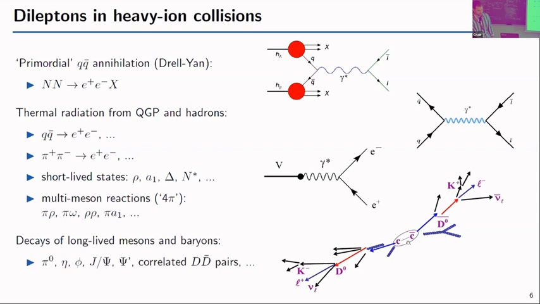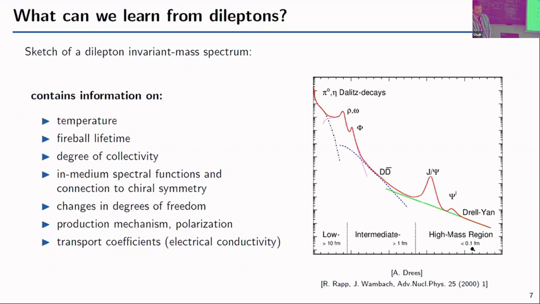So what can we learn from dileptons? Let me summarize this once again. And you also see this sketch of a typical dilepton invariant mass spectrum here. So we can, in principle, learn about the temperature, the fireball lifetime, degree of collectivity, in-medium spectral functions and the connection to chiral symmetry, changes in degrees of freedom, also the production mechanism by looking at the polarization of the virtual photons, and in principle also about transport coefficients like the electrical conductivity in this very low mass, low pT point here.